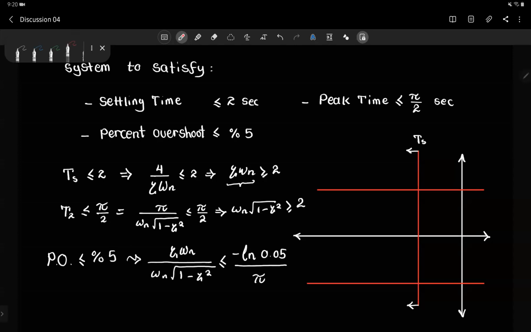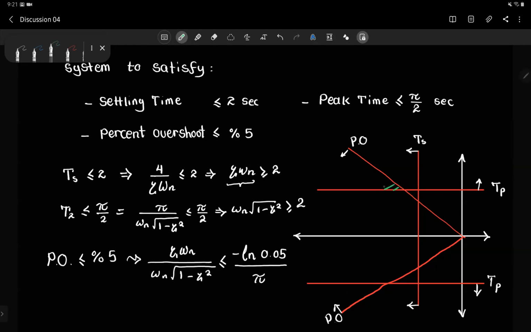So this defines two radial lines, something like this. And so we want our roots to lie above these two, right? This is the TP. And finally, this is the requirement for PO. So to satisfy all requirements simultaneously, the poles need to lie in this green shaded region.